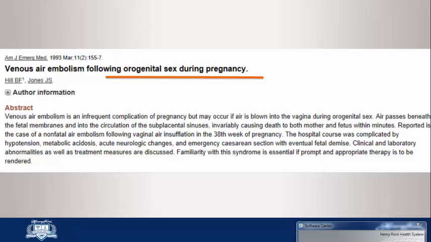Now, I think this is a very interesting part. I was looking at case reports and presentations of air embolism, and I found all these weird case reports in the literature. This is the first one: venous air embolism following orogenital sex during pregnancy. It seems that the most common cause is insufflation of any amount of air in the vagina near delivery, and patients can die. This patient was 38 weeks pregnant. She had hypotension, metabolic acidosis, she had a C-section, and then eventually the baby died.